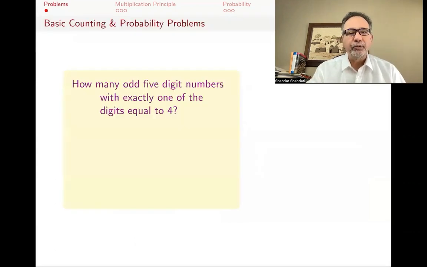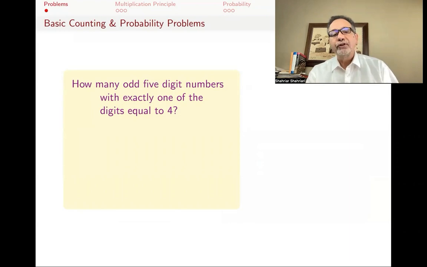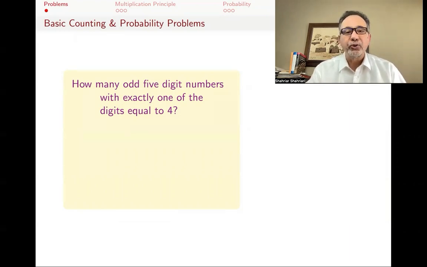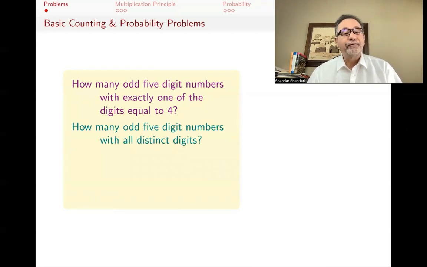Here are three problems that we will do in this lecture. How many odd five-digit numbers with exactly one of the digits equal to 4? So you want to count that. How many five-digit numbers can you count that are odd numbers and exactly one of their digits is 4? How many odd five-digit numbers can you find with all distinct digits?